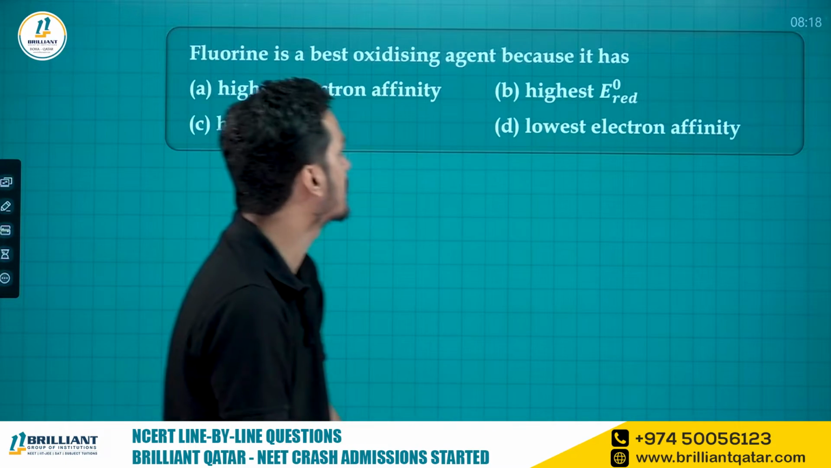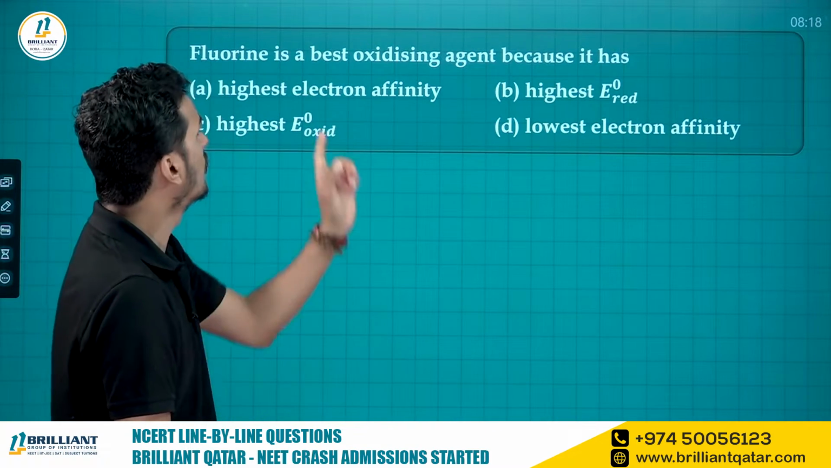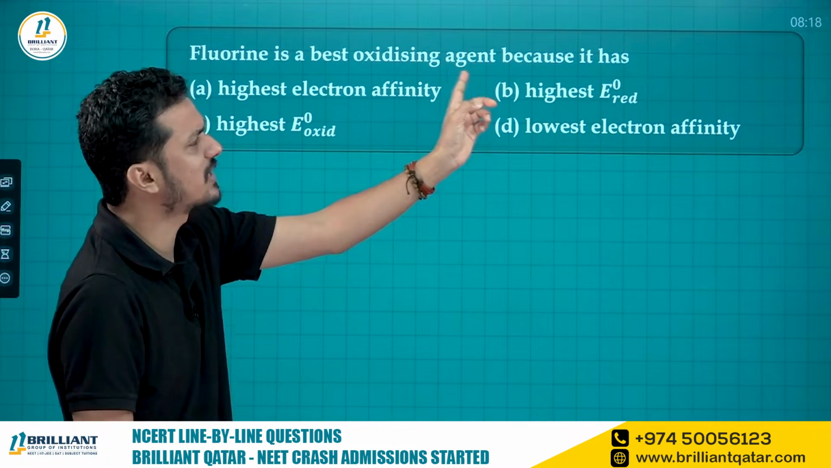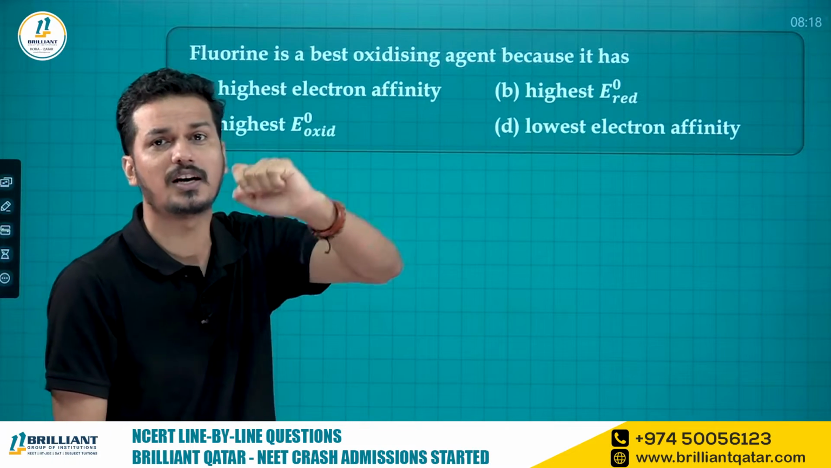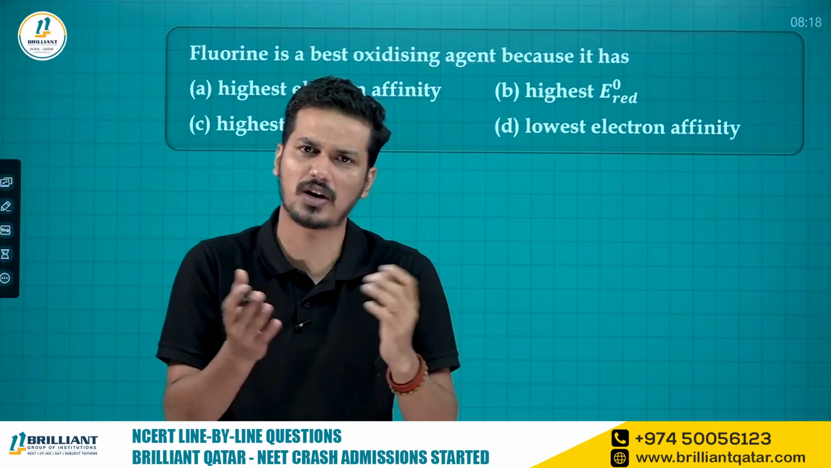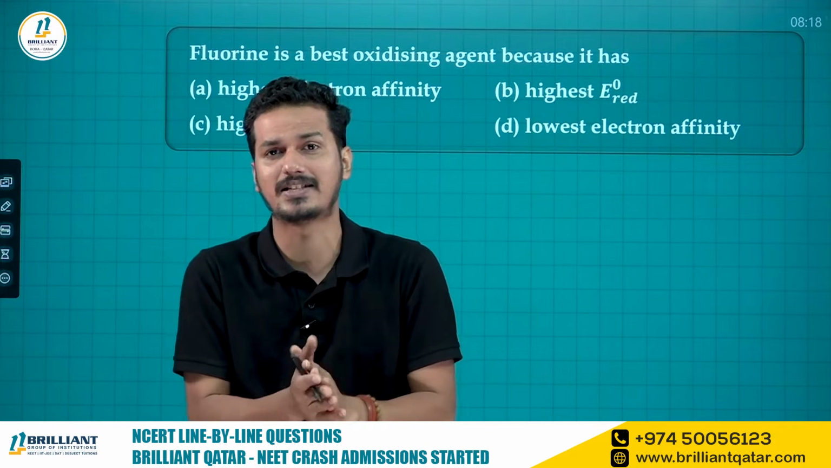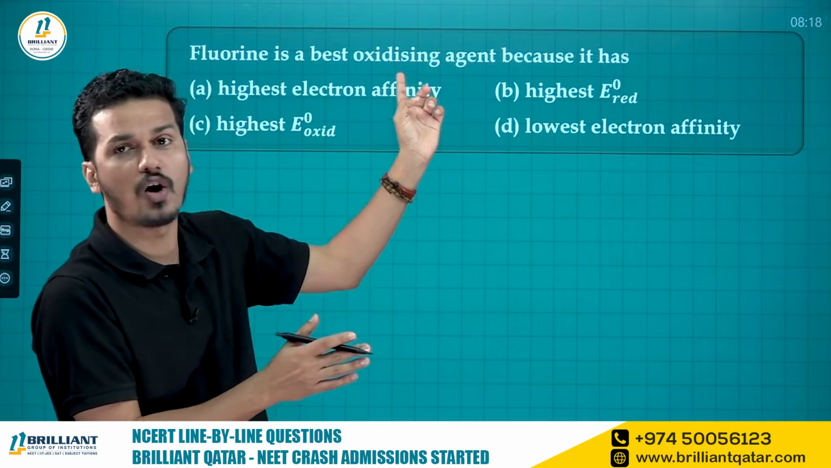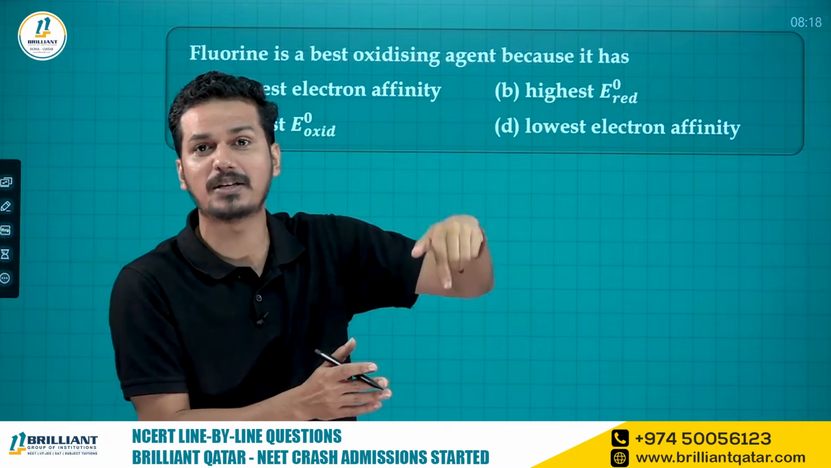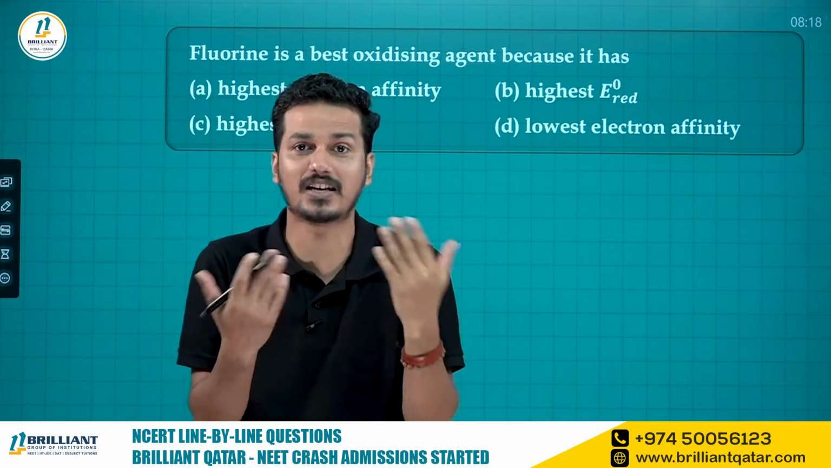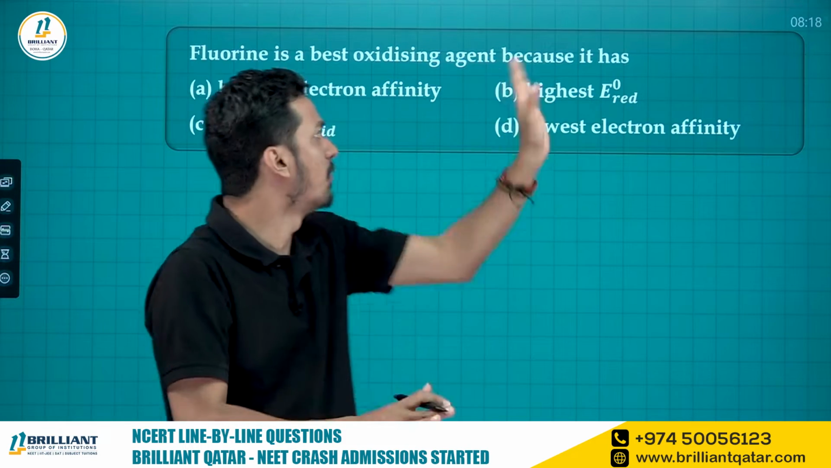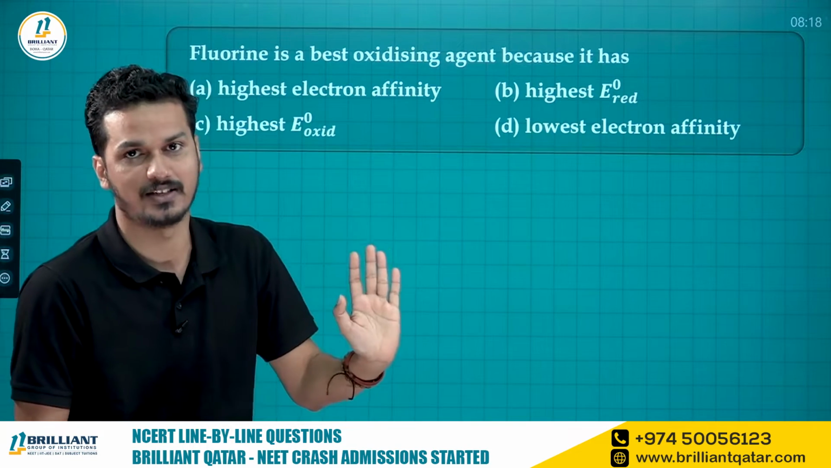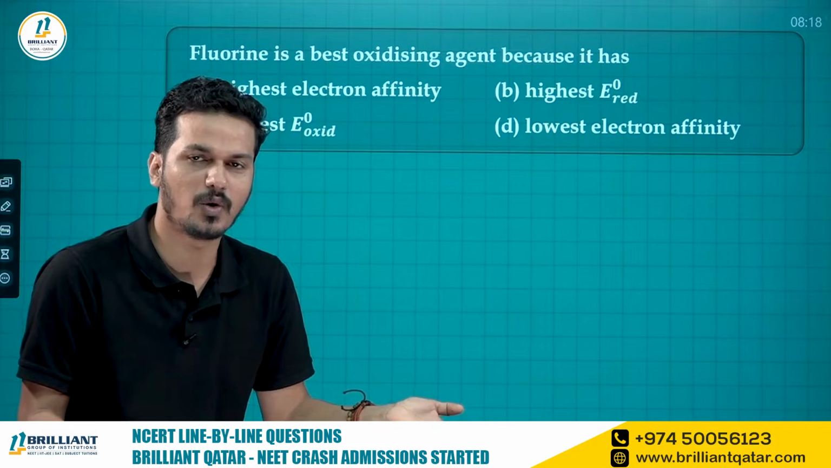This is the next question. What's the question? Fluorine is the best oxidizing agent because it has. You learned the reactivity series, or else the electrochemical series. There you learned fluorine is the powerful oxidizing agent and lithium is the powerful reducing agent. They are asking why it's so. Why is fluorine the most powerful oxidizing agent? The idea is simple.